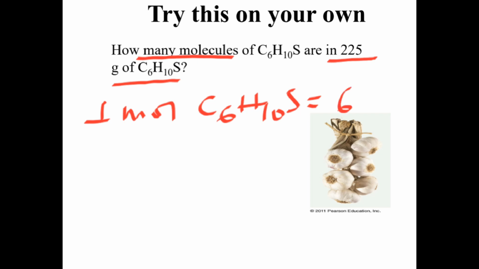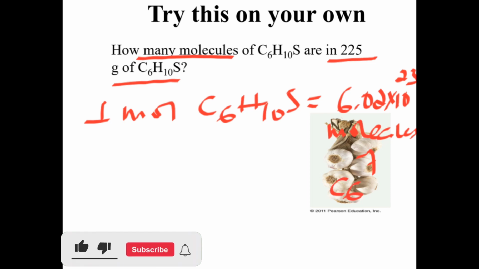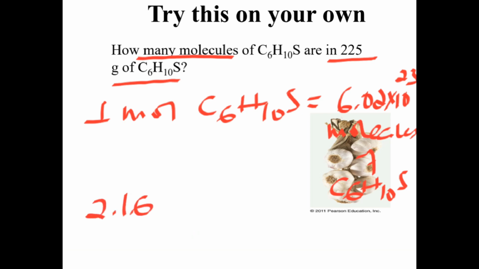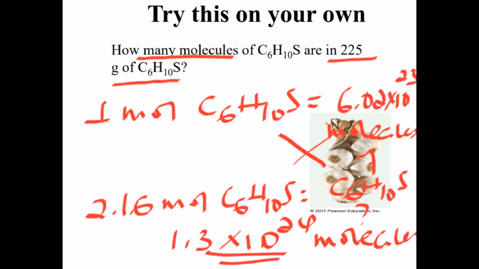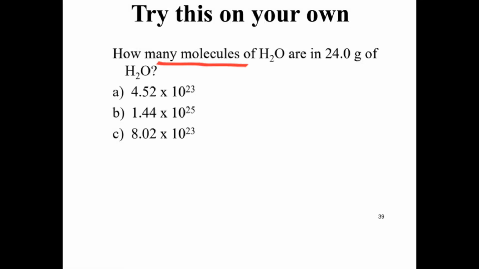C6H10S contains 6.02 times 10 to the power of 23 molecules of allyl sulfide። ስለዚህ በ2.16 ሞል ኦፍ C6H10S ምን ያህል ሞለኪውልስ አሉን? ስለዚህ ማባዛት ነው ማለት ነው። ስለዚህ ይሄ ሲባዛ ስለዚህ 1.3 times 10 to the power of 24 molecules of allyl sulfide are present in 225 gram of allyl sulfide እንላለን ማለት ነው። How many molecules of water are in 24 gram of water?